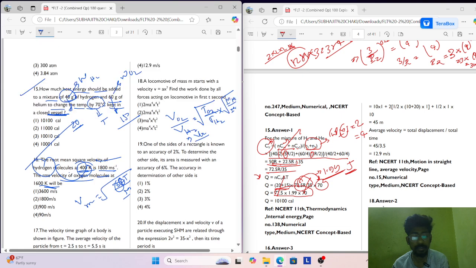V of hydrogen we know as 1800. T of oxygen divided by 4, this is 1600 by 4, and mass of hydrogen is equal to 2. The mass of oxygen is 16, sorry, 32. Therefore 1 by 16. This will be 4 by 2, so this will be 1 by 4. So V of oxygen will be 1800 by 2, which will be 900. So the answer will be option number 3.